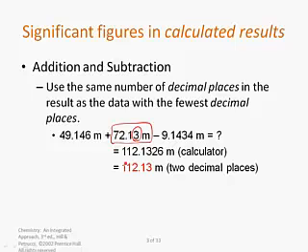If we put this into the calculator, this is the value that we get on the screen display. We need to round this to the hundredths place. And when we do that, we get 112.13 meters, an answer that reflects the precision of the least precise value that we started with.